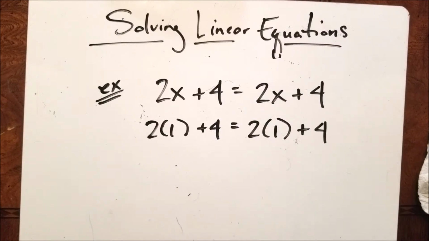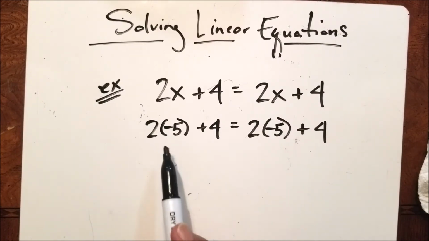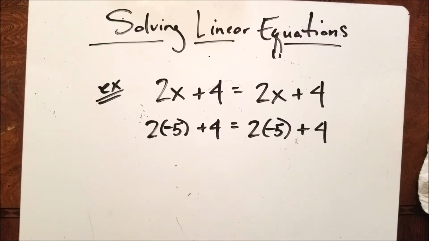Let's try a different number. Let's replace x with a negative 5 now. 2 times negative 5 is negative 10, and negative 10 plus 4 is negative 6. So that value worked also. Let's try one more. Now let's replace x with a 10. What's 2 times 10? 20, and 20 plus 4 is 24. It's like that on both sides.